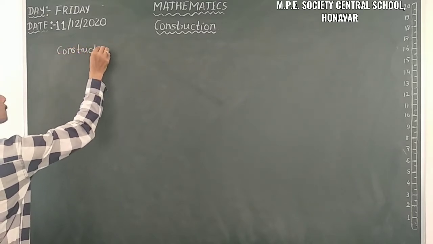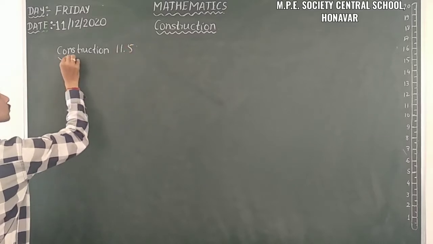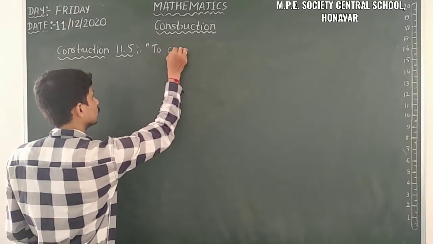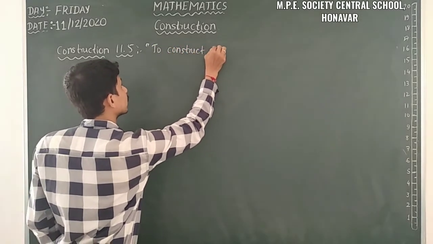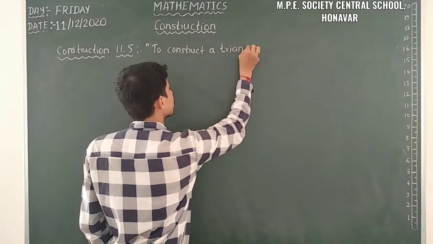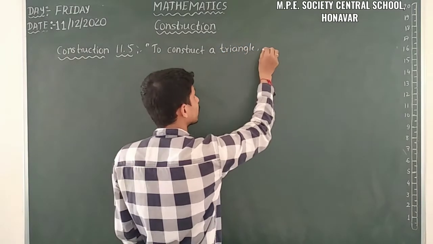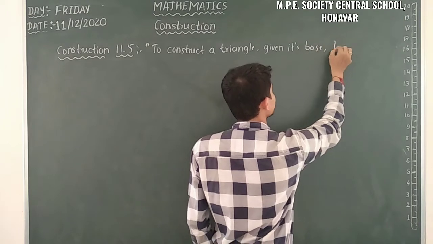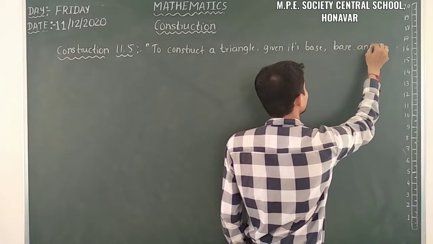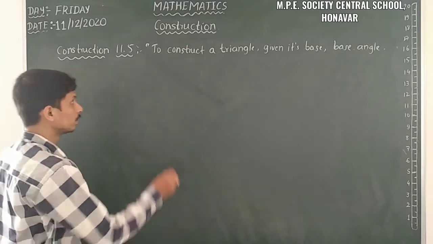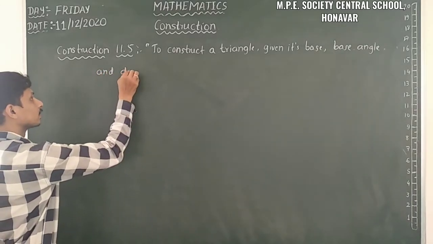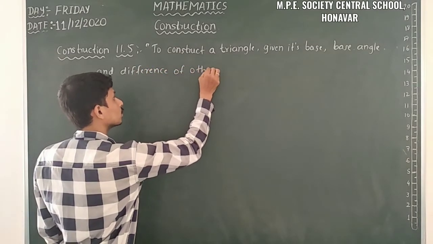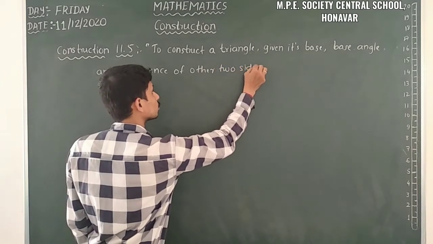Construction 11.5: to construct a triangle given its base, angle and difference of the other two sides.